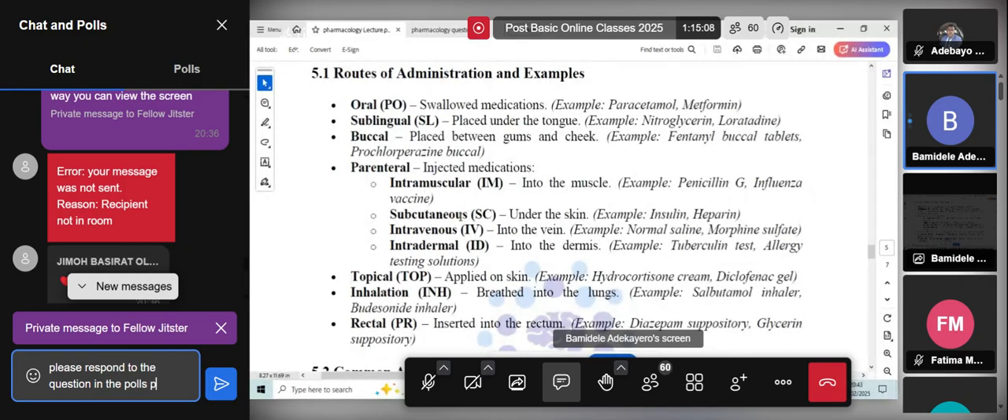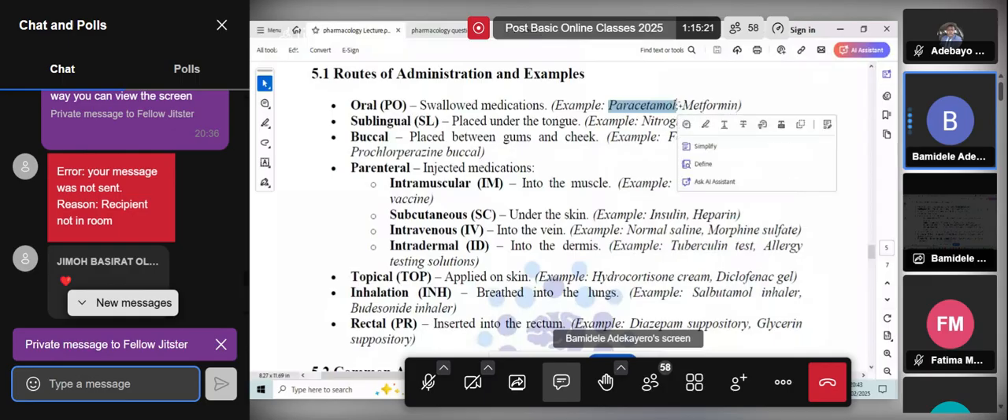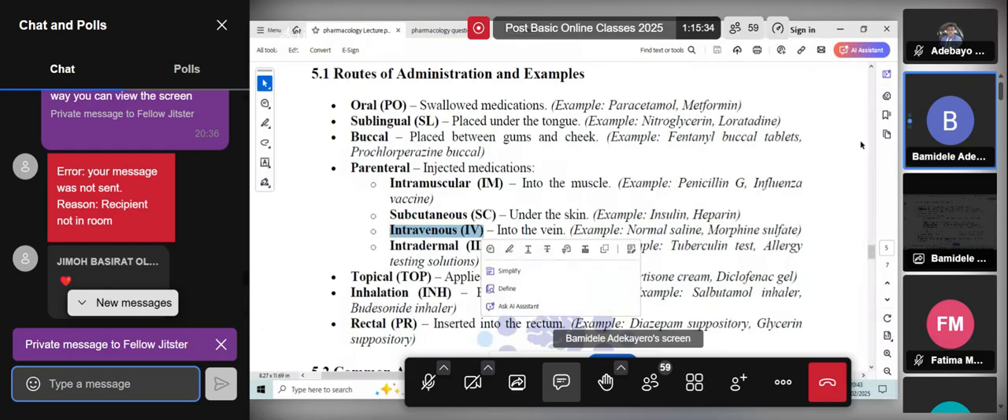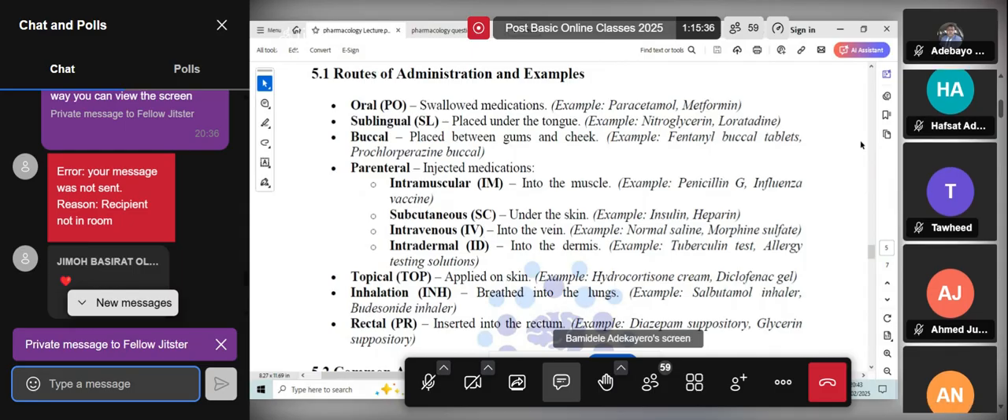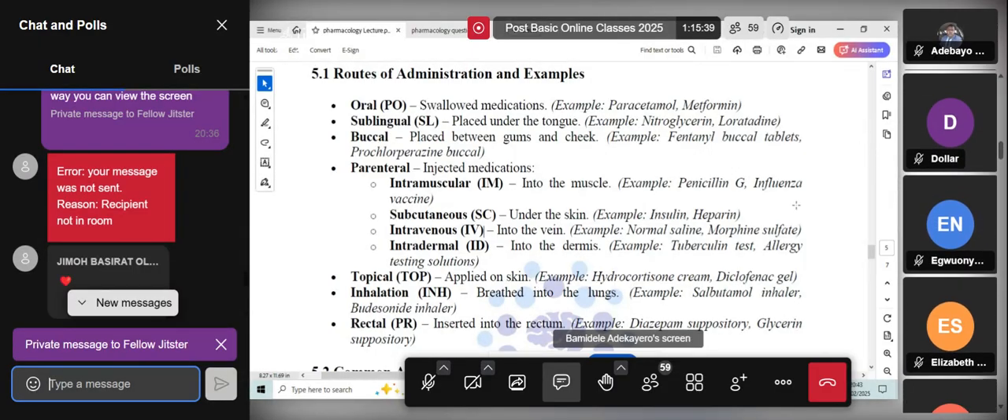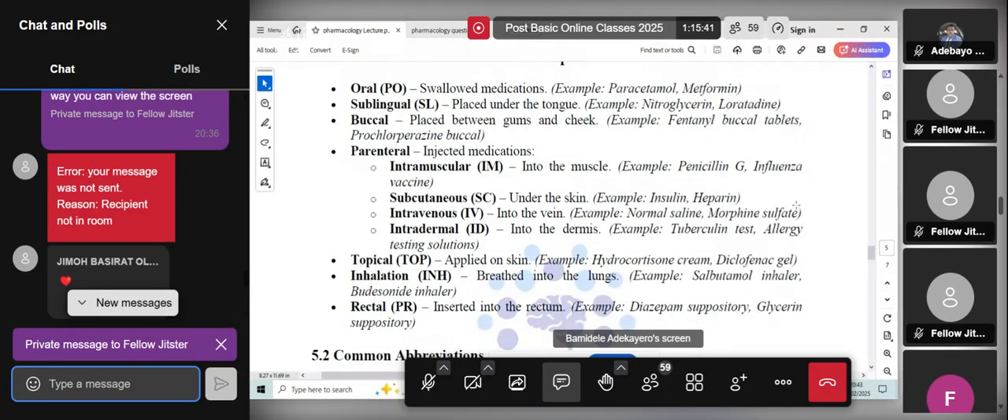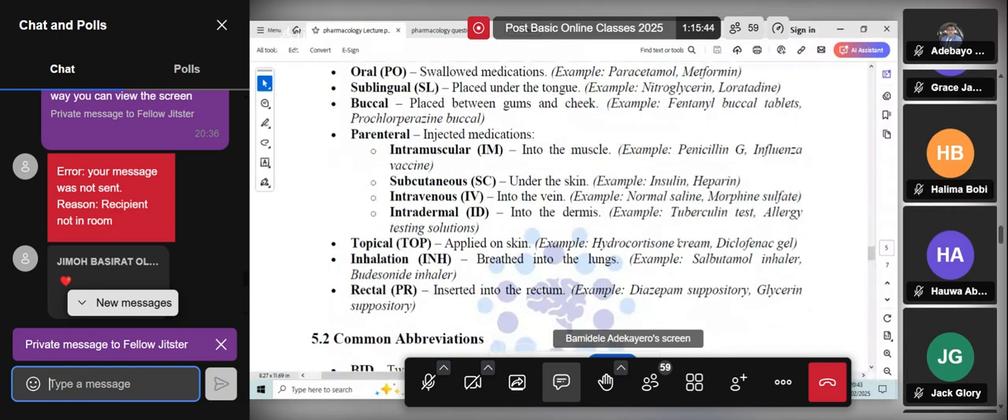This is here because I want you to know that some medications can be given in 2 or more routes. So, for instance, we have the common one, paracetamol. It can be taken as an oral tablet. It can be given intramuscularly. It can be given intravenously. So one medication can have 2 or more routes of administration. That is why it is very important that you check the prescription to know the route that is being prescribed.